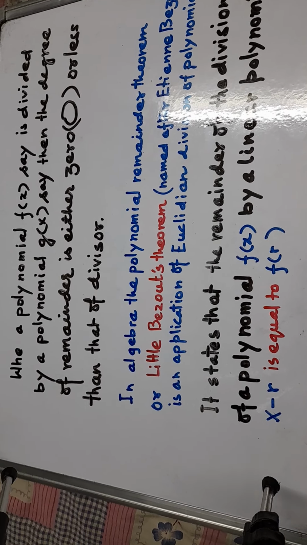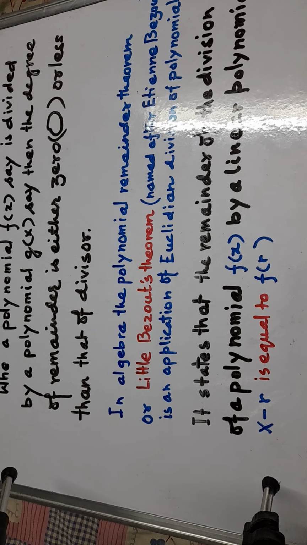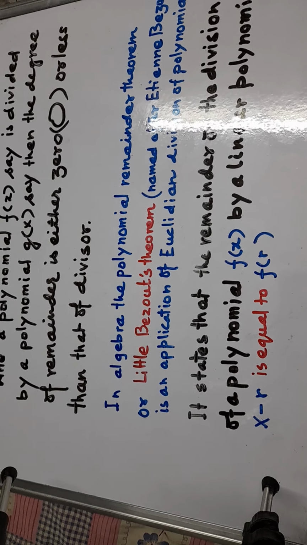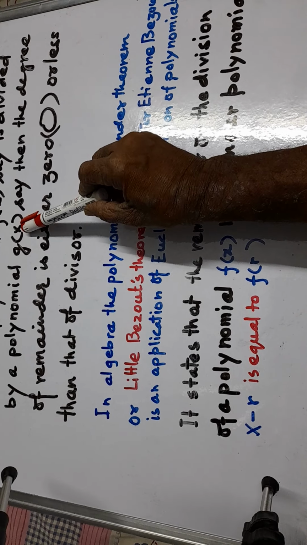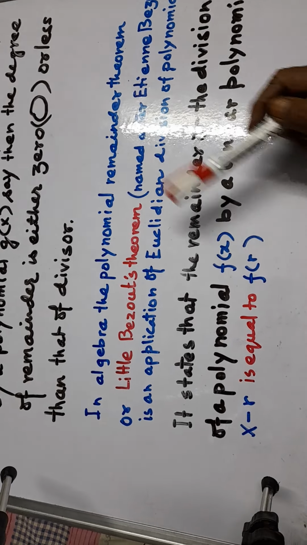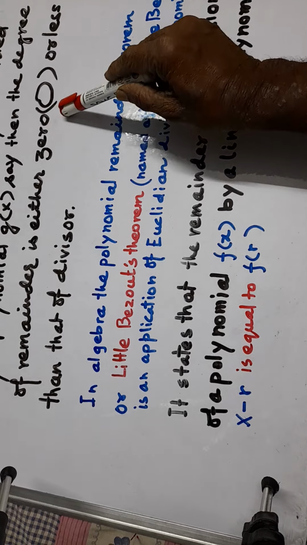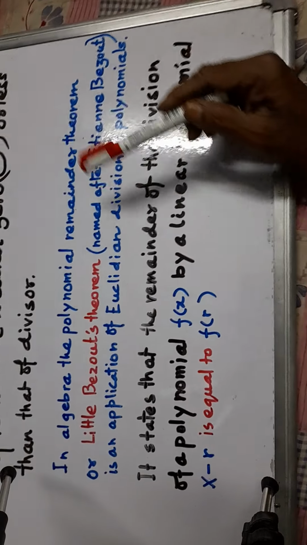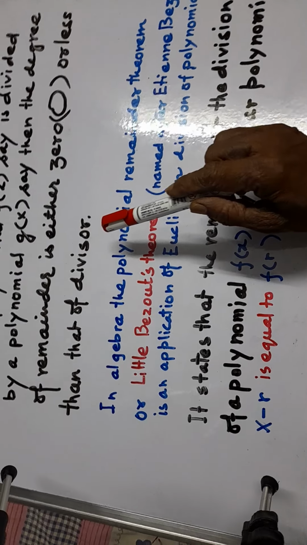when a polynomial, say f(x), is divided by a polynomial g(x), suppose, then the degree of the remainder is either 0 or less than that of the divisor.